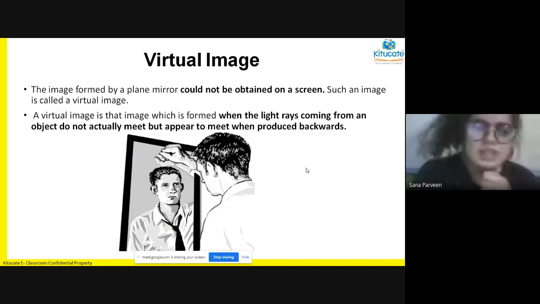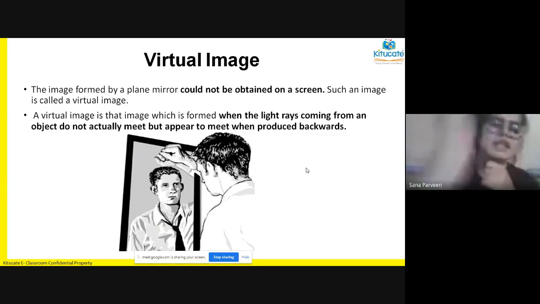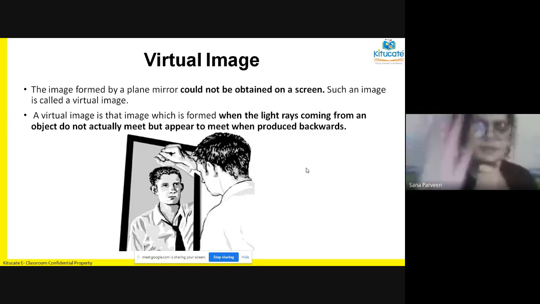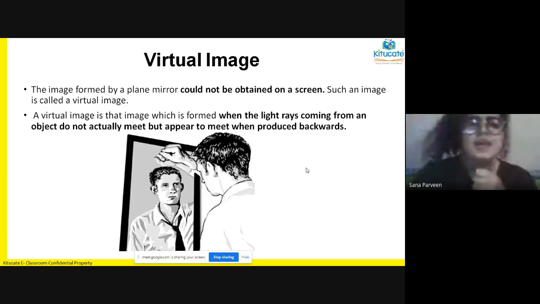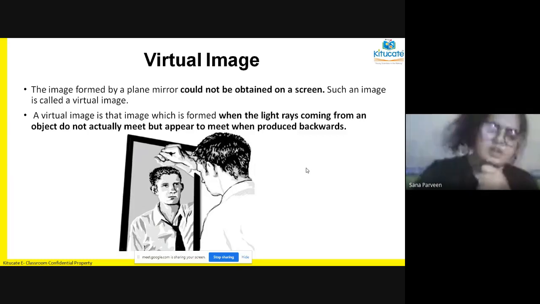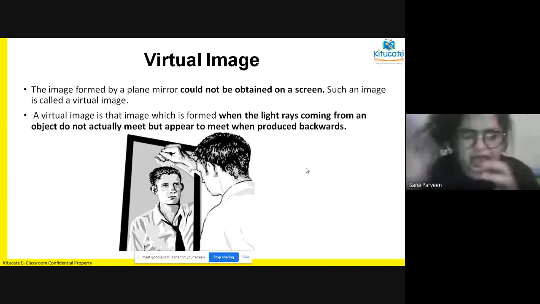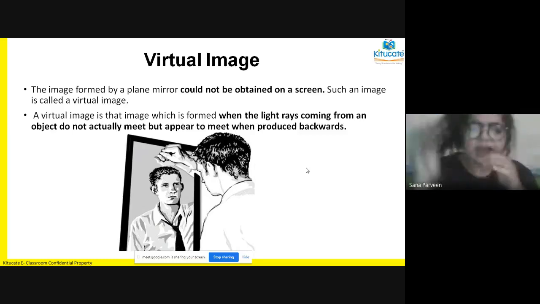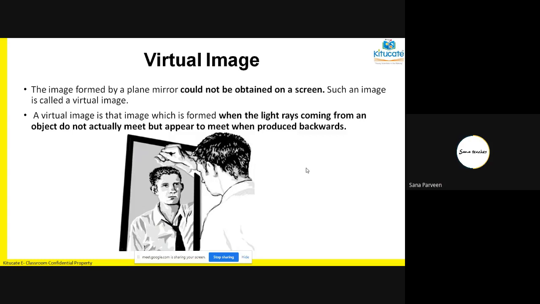A virtual image is that image which is formed when the light rays coming from an object do not actually meet. The rays are not meeting. How will the rays meet if they are getting reflected back by the plane mirror but appear to meet? So what we were doing was thinking, what will happen if the rays will meet, and then we produce it backwards. Why are we saying we produced it backwards?